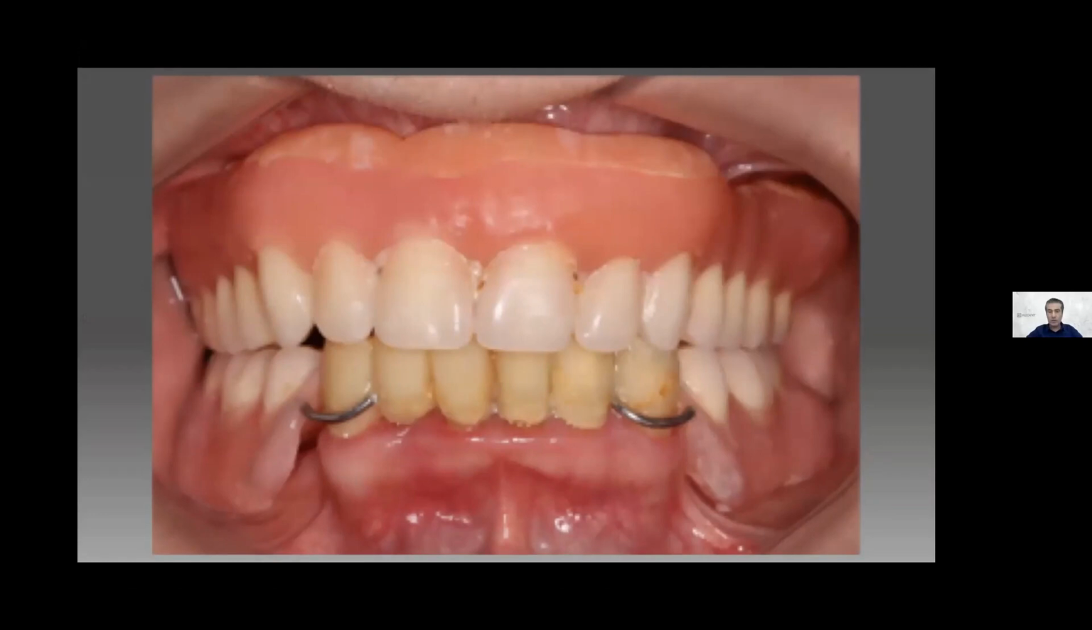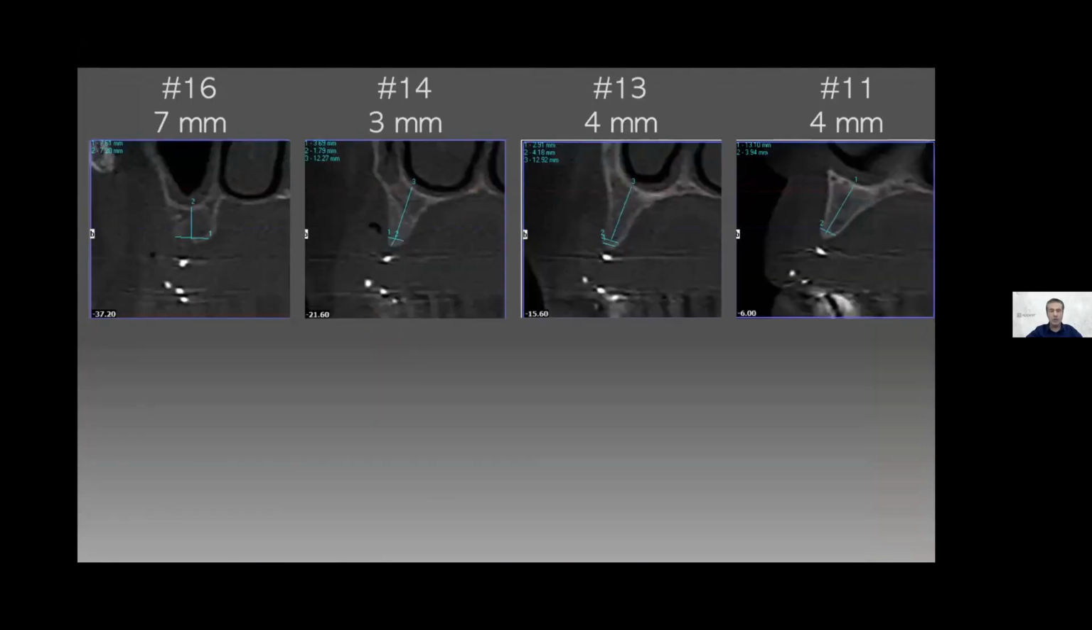So a dentulous area from left to right, dentulous maxilla. Clinical photo without the denture, radiological photo, and this is the analysis that we want to do for the CBCT. This case was done at the Lebanese University. We decided with the prosthodontic department to place 8 implants in the maxilla and 6 implants in the mandible. Let's begin with the implants in the maxilla.